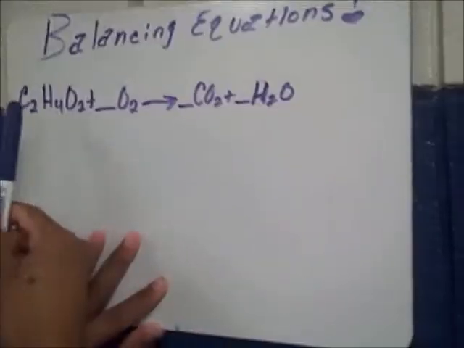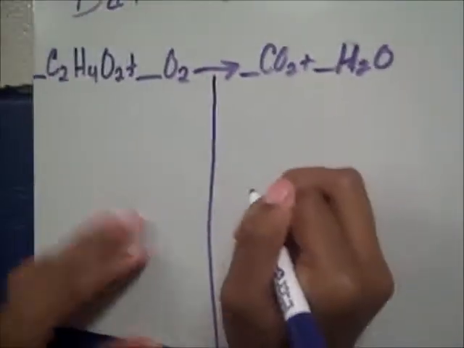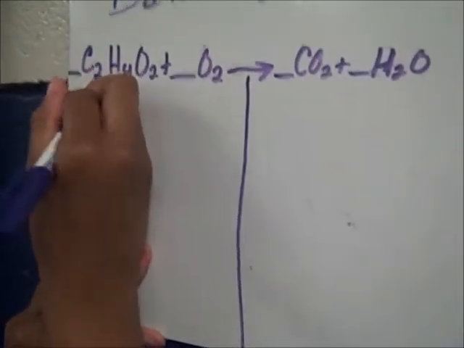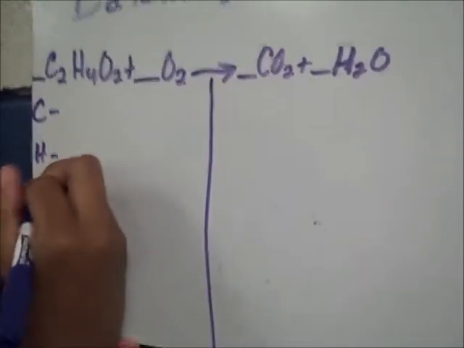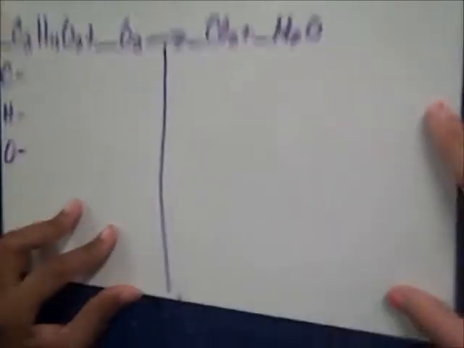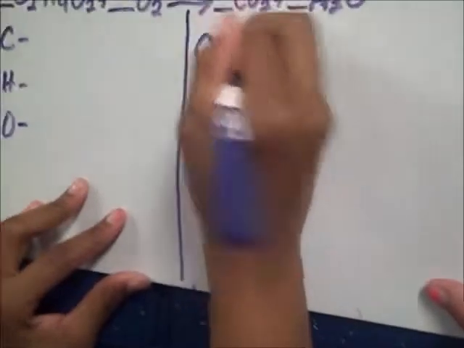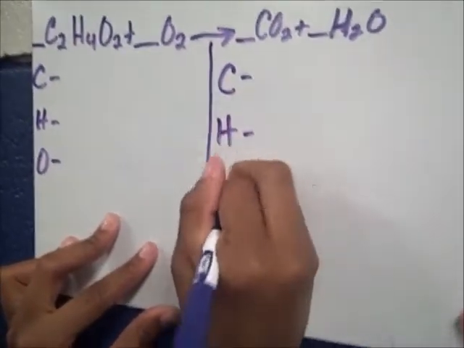And it's balanced. Okay, here you have C2H4O2 plus O2, then CO2 plus H2O. Okay, you're going to draw your line down the middle. And then you're going to come out and write your things out. So you have C dash, H dash, O dash. Then you're going to come over here and write the same thing. C dash, H dash, O dash.